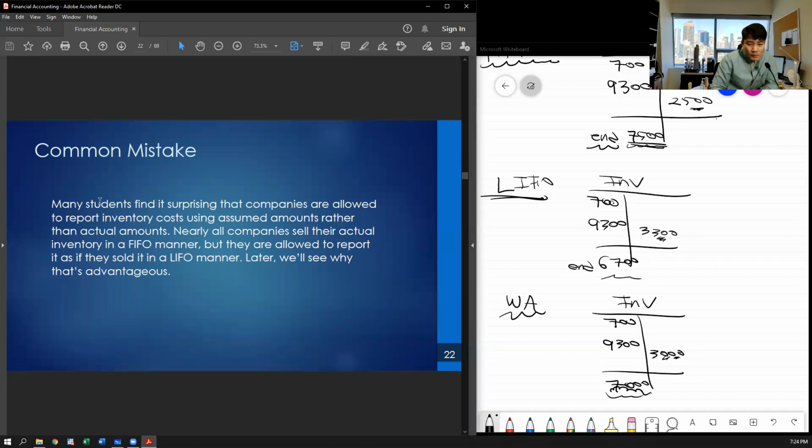Now, many students find it surprising that companies are allowed to report inventory costs using assumed amounts rather than the actual amounts. So again, if the company implements the real-time tracking system per se, you can definitely calculate the exact amount of an inventory. But because we don't have that technology yet, we can basically assume using the best guesstimate. So if the company adopts FIFO, they will give you a cost of goods sold. If the company adopts LIFO, they will give you another amount for the cost of goods sold.